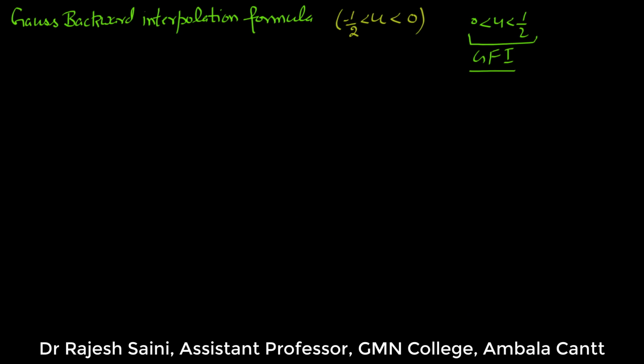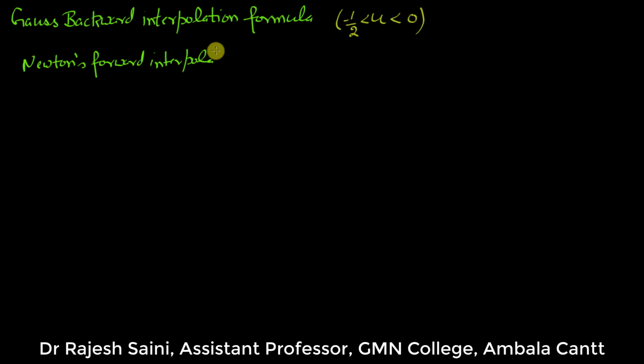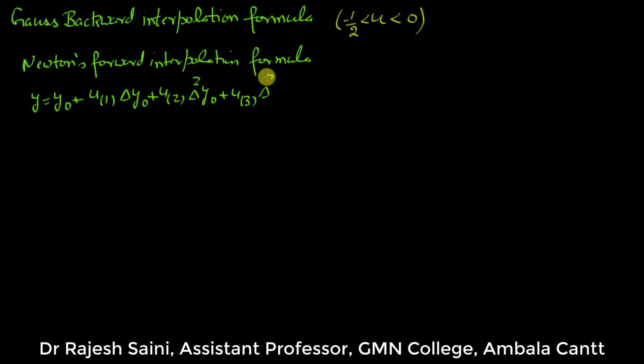We will be writing Newton forward interpolation formula, as done in the case of Gauss forward interpolation formula. We know that y is equal to y naught plus u1 delta y naught plus u2 delta square y naught plus u3 delta cube y naught plus u4 delta 4 y naught.